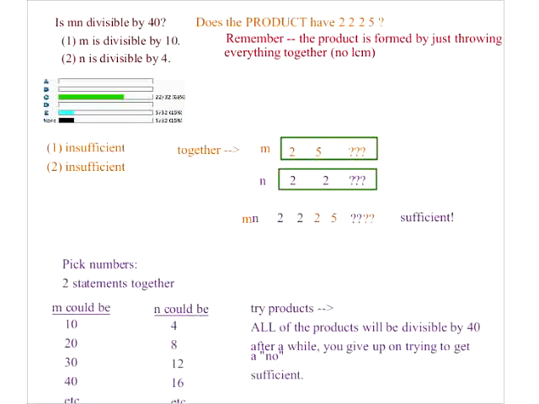Or you just try all the different possibilities. 10 times 4, okay, yeah, it's divisible by 40. 10 times 8, yeah. 10 times 12, yeah. 10 times 16, yeah. Okay, 20 times 4, yeah. 20 times 8. And so on. You're going to find that everything you try winds up being divisible by 40. So again, you don't have to understand the theory if you just want to go plug in a bunch of numbers. All right, smiley faces if this stuff makes sense to you guys.